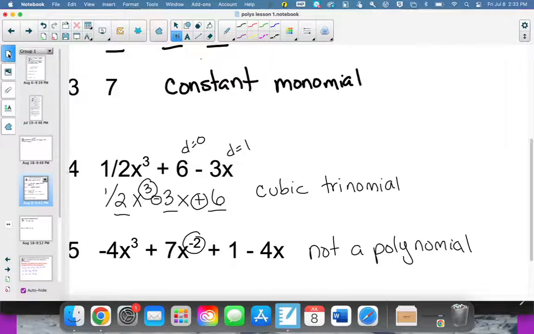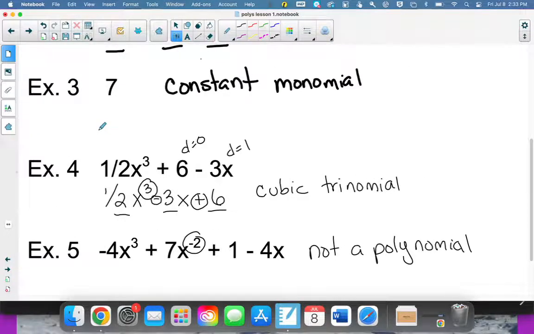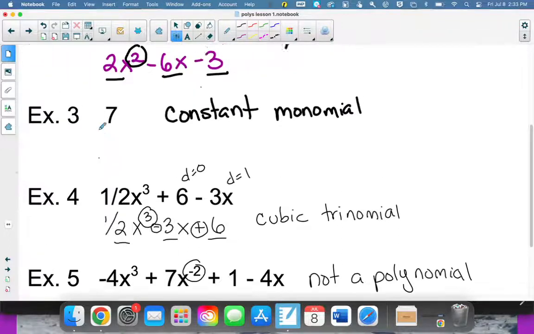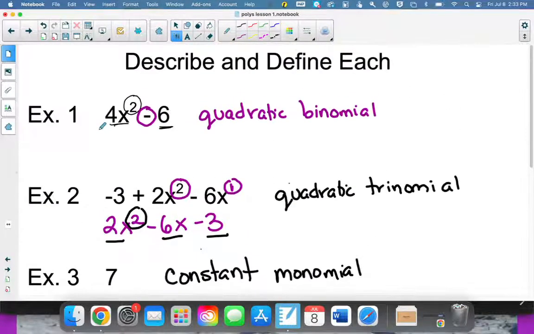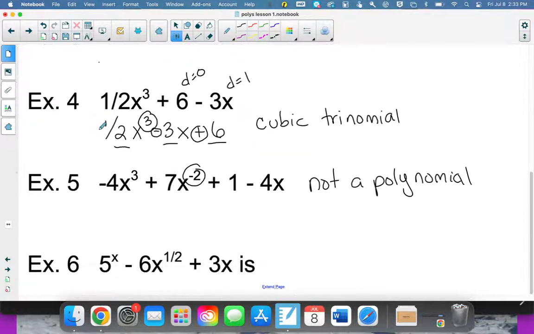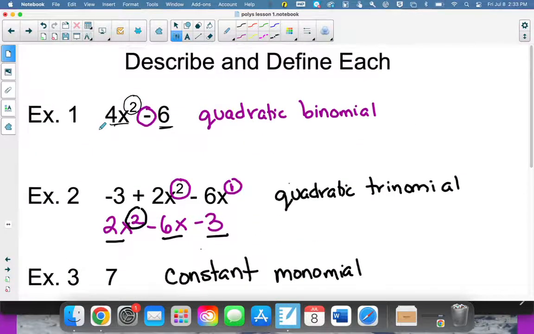Okay, so this is all you're going to be doing today: you are going to be naming them and putting them in standard form. So you get that done. If you want to continue on to the next lesson, you are more than welcome to. This is what is required to be finished. So name them and put them in standard form.